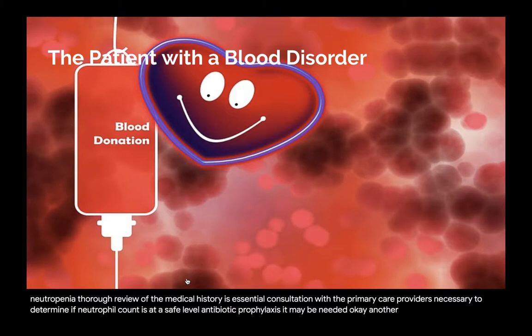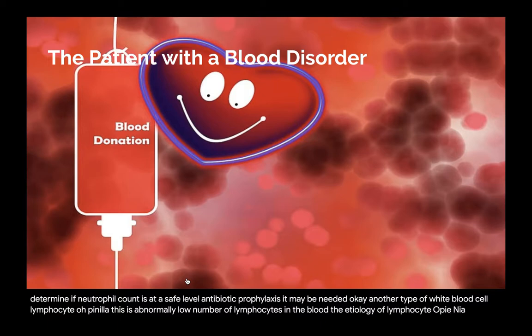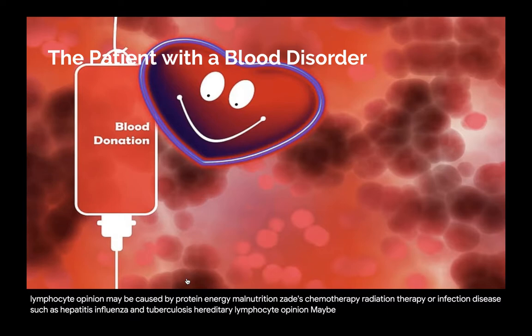Okay, another type of white blood cell. Lymphocytopenia. This is an abnormally low number of lymphocytes in the blood. The etiology of lymphocytopenia. Acquired lymphocytopenia may be caused by protein energy malnutrition, AIDS, chemotherapy, radiation therapy, or infectious disease such as hepatitis, influenza, and tuberculosis. Hereditary lymphocytopenia may be associated with inherited immunodeficiency disorders.